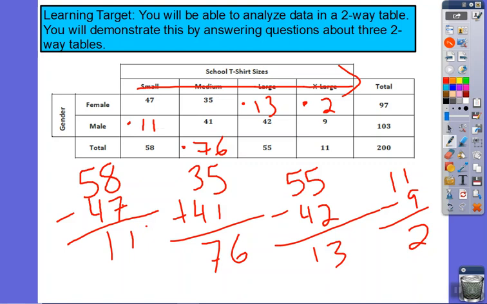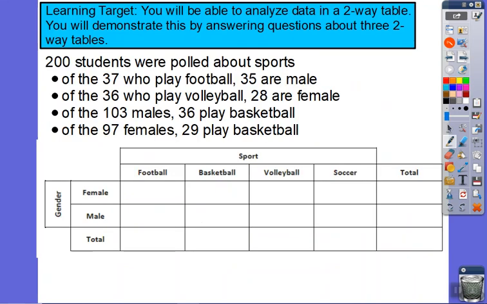Okay, that one had a lot of numbers already in place, as did our first one. But our next one has nothing in place. So we're going to have to get these numbers in the right spot. We're looking at gender, female and male, and what they play, whether they play football, basketball, volleyball, or soccer. So starting at the very top here, it says 200 students were polled about sports.